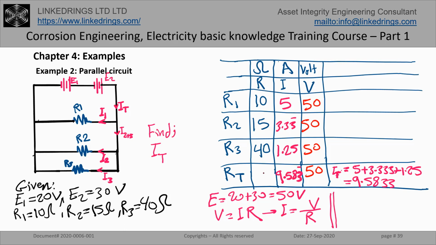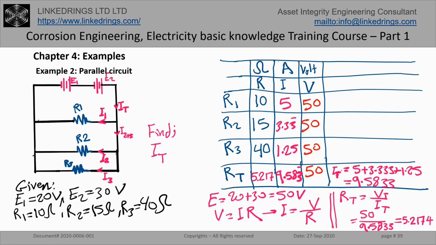How much is R total here? I know the voltage, I know the current, so I can get the resistance. Resistance equals voltage divided by the current, so it will be equal to 5.2174.